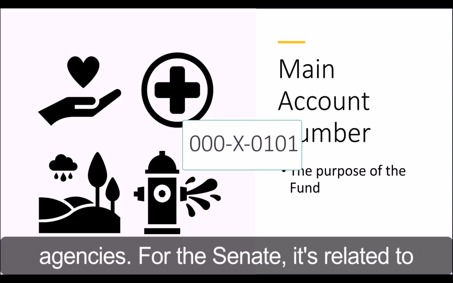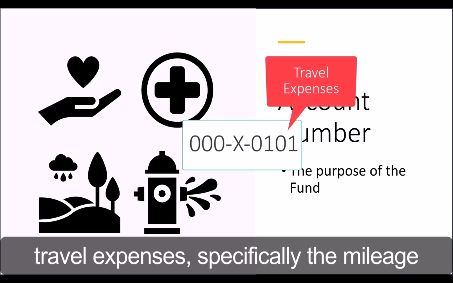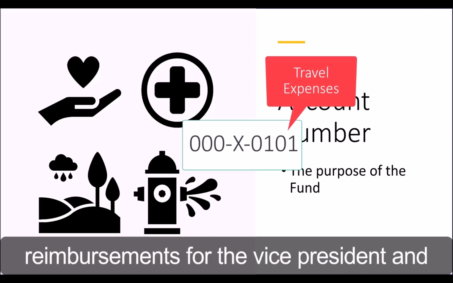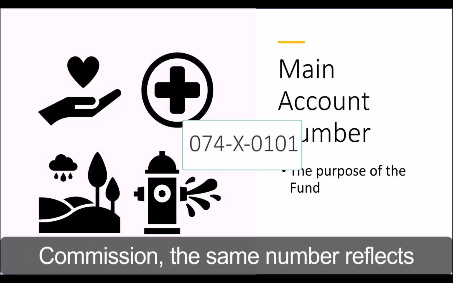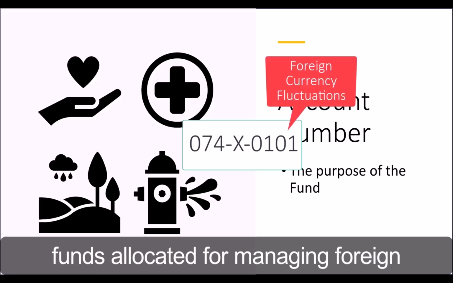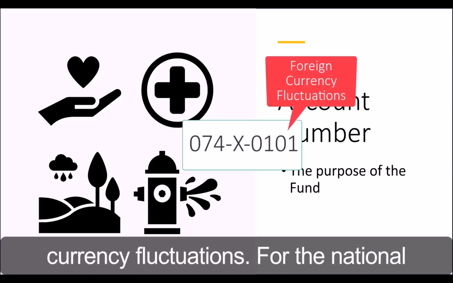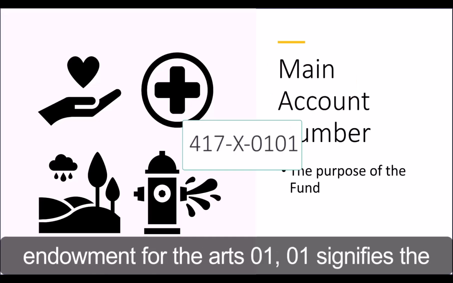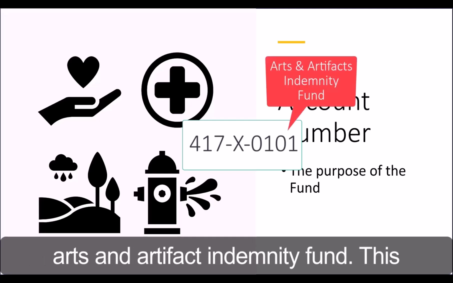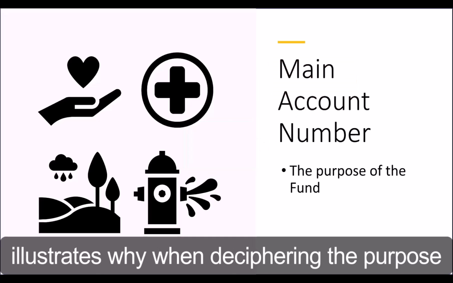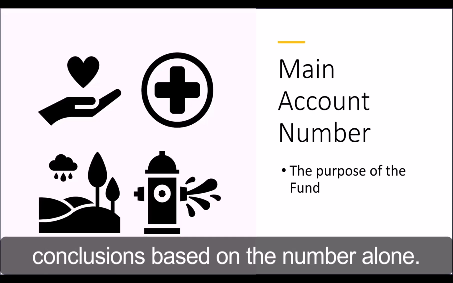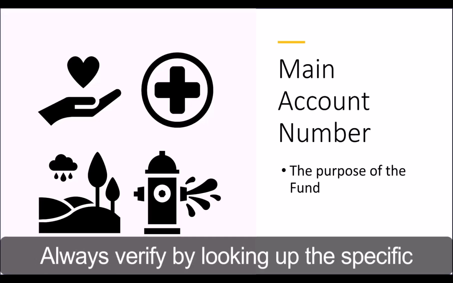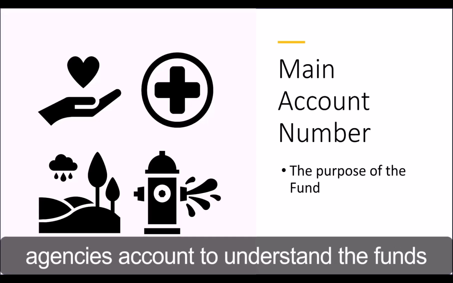For the Senate, it's related to travel expenses, specifically the mileage reimbursements for the Vice President and Senators. At the American Battle Monuments Commission, the same number reflects funds allocated for managing foreign currency fluctuations. For the National Endowment for the Arts, 0101 signifies the Arts and Artifact Indemnity Fund. This illustrates why, when deciphering the purpose of a main account, one should not jump to conclusions based on the number alone. Always verify by looking up the specific agency's account to understand the fund's intended use.